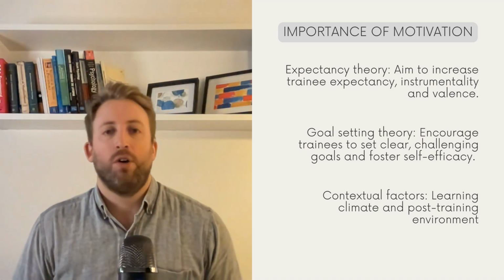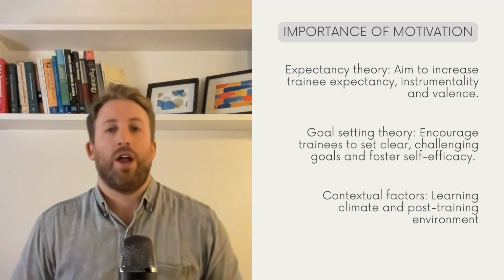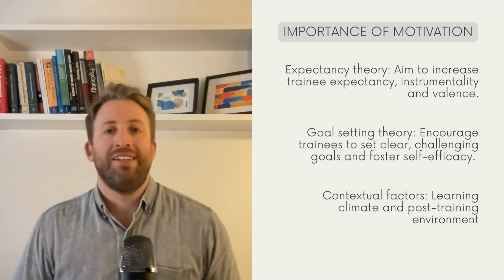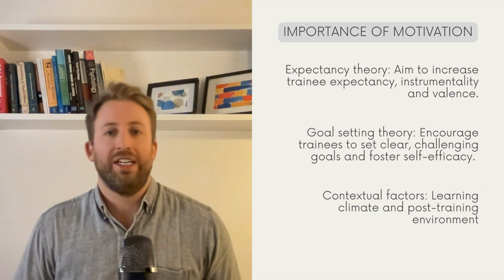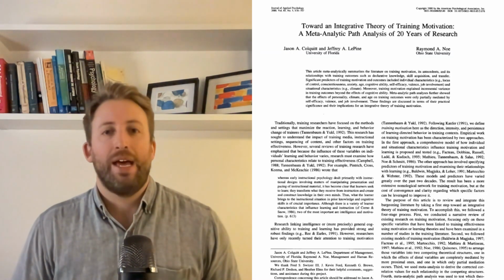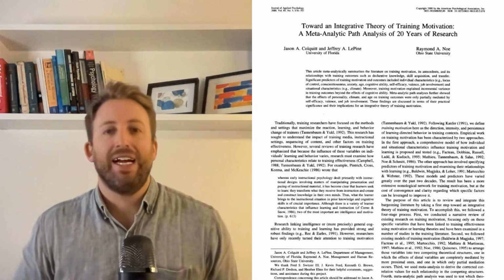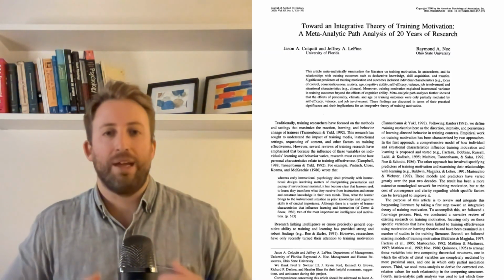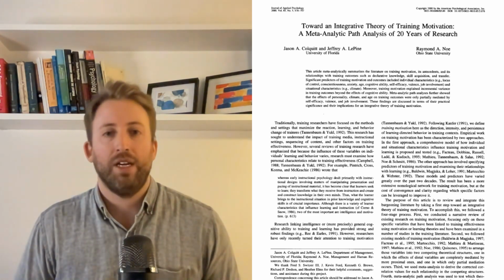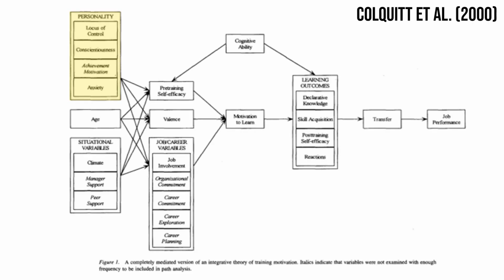So when it comes to training motivation, the theories that we've spoken about are important, but they're by no means an exhaustive list of all the things we need to consider. A classic meta-analysis from 2000 pulled together a vast array of factors that play into training motivation. You can see personality traits like locus of control, conscientiousness, the drive for achievement, and even how anxious someone might be. Age is also recognized. And then there are situational factors like the training climate we talked about.